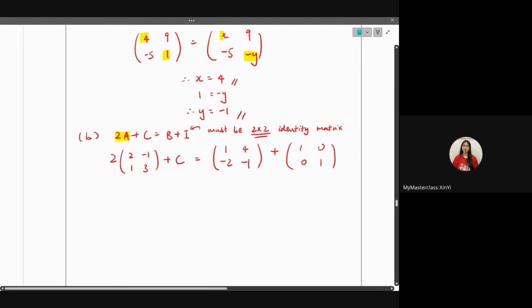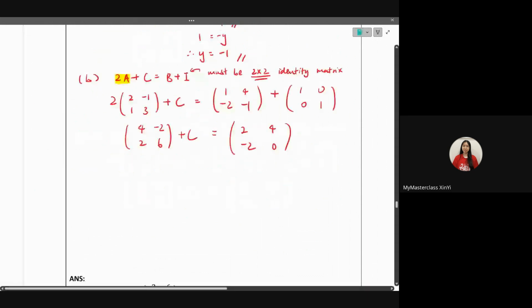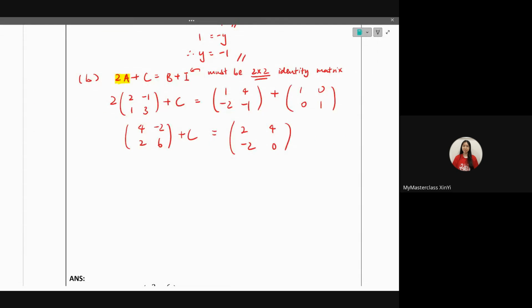Now let's simplify first with the scalar multiplication here, which is 4, 2, negative 2, 6, plus C. Then simplify this addition over here, which is 2, negative 2, 4, and 0. With matrices, you can do it like how you would do equations of numbers or algebra. Just shift this over to the other side, so you're going to minus this: 2, negative 2, 4, 0, minus 4, 2, negative 2, 6.